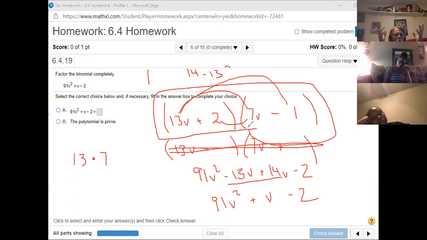Now that's a lot of BS just to say that I know my multiplication tables, but 91 is not a number that I use or see very much.